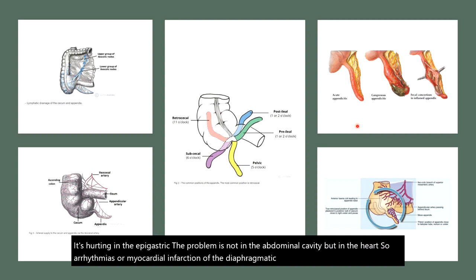With respect to the appendix, it is important to know that not always we have a pre-ileal appendix. We can have an appendix that can be retrocecal, behind the cecum, subcecal towards the pelvis, or located behind the ileum. Usually it's pre-ileal, but if we have the other locations, the pain is going to be a little bit different.